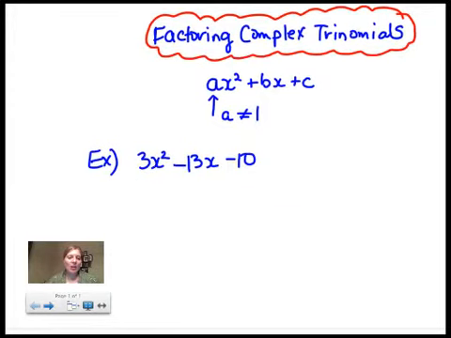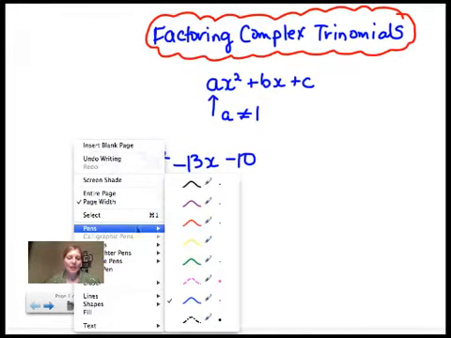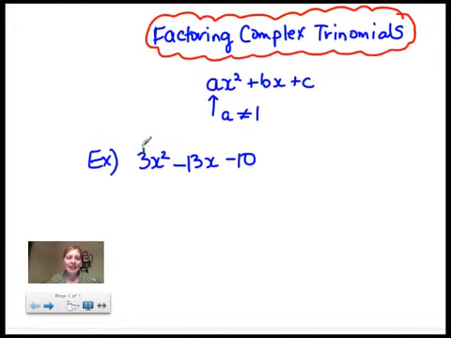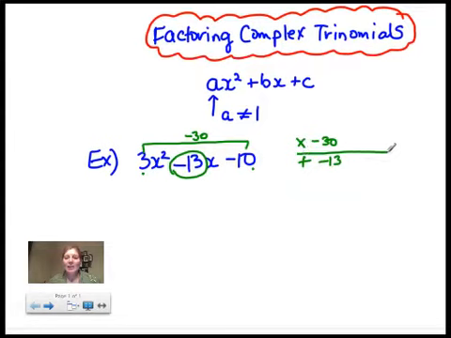And when I use decomposition, the first thing that I want to do is determine a set of numbers that multiply to negative 30, the combination of the a and the c term. So I'm looking for a set of numbers that's going to multiply to negative 30 and at the same time is going to add to the middle value here. So it's going to multiply to negative 30 and add to negative 13. And so I like to set up a little chart over here to see what that might be.